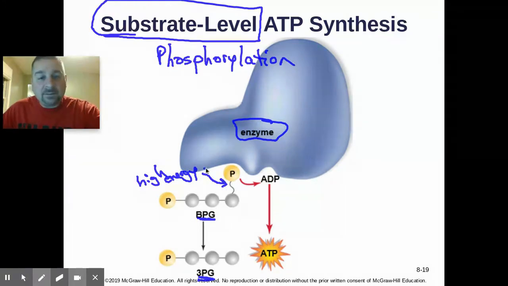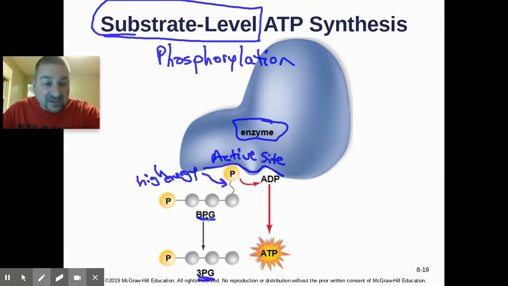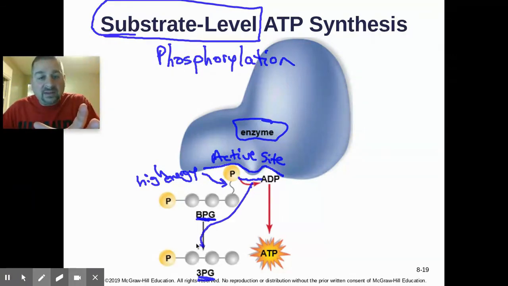So the enzyme right here would be what? The active site, right? So it has an active site that will bond to BPG and cause a conformational change and help with the moving of this high energy bond from BPG over to ADP. And when it releases, the products are going to be 3PG and ATP.